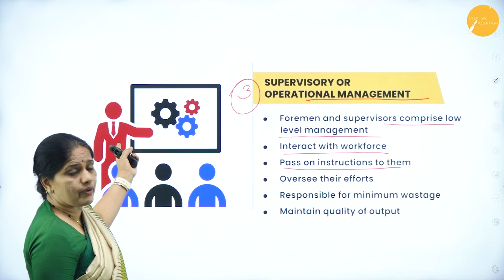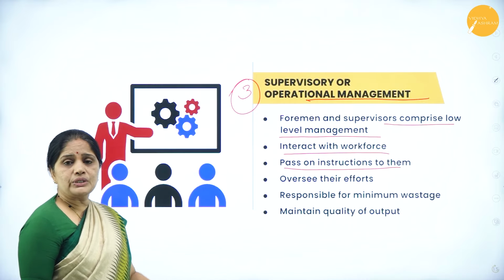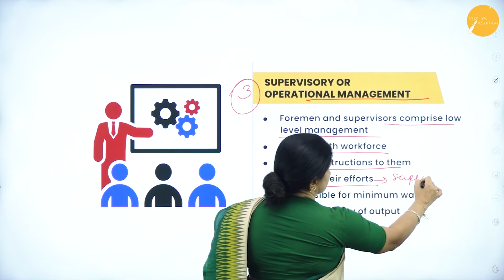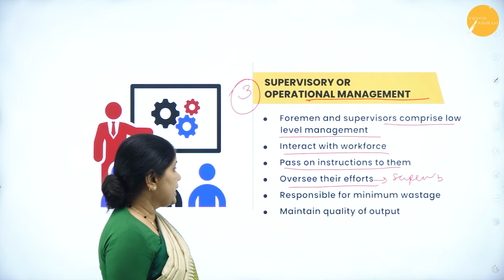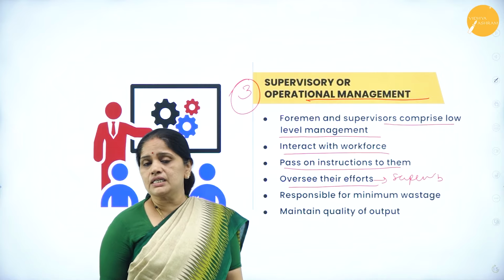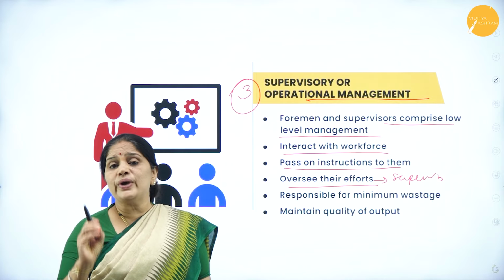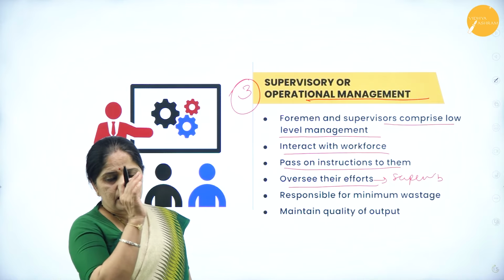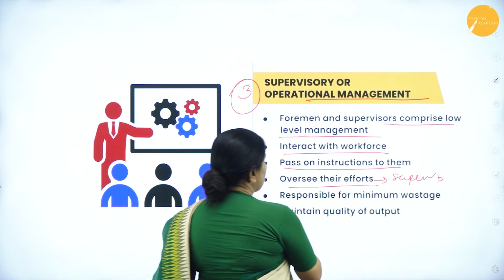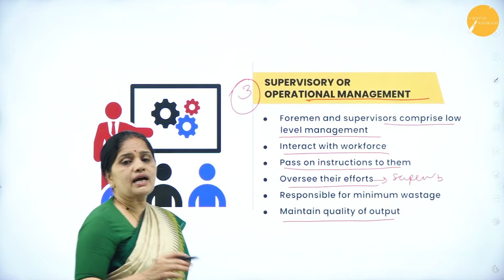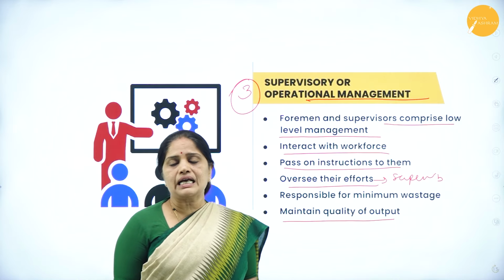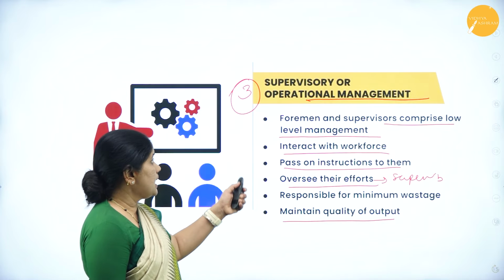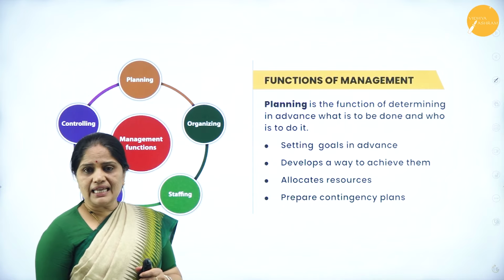See here, you can see the supervisor who is directing the employees what to do in the organization, and overseeing their efforts. That is, they have to supervise whatever job is being done in the organization. They are responsible for minimum wastage. They have to ensure that there is the least wastage of anything, whether it is human resource, material resource, or time. There should be minimum wastage and they must maintain quality of output. Whatever comes out of the plant, you have to ensure that it has quality. So these are the various jobs of the supervisory management.